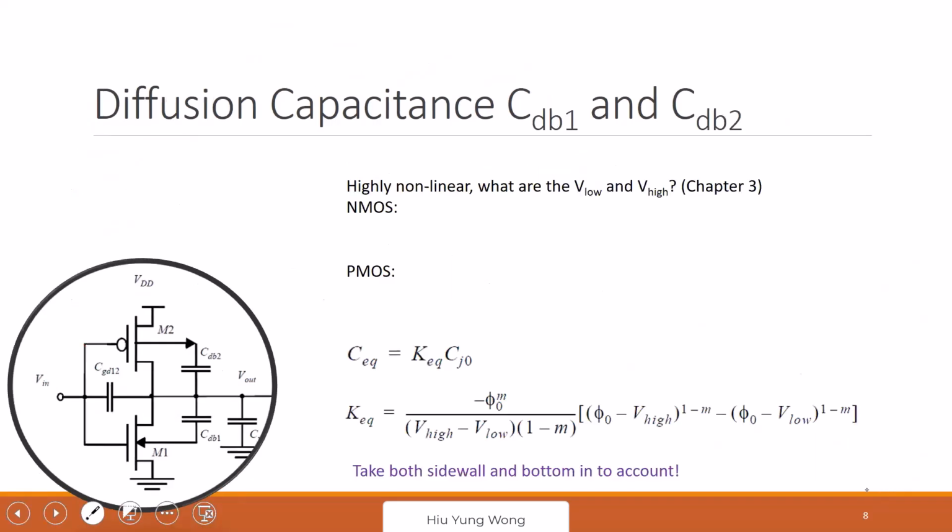Now, if no, then let's move forward. I also need to understand what CDB1 and CDB2 are. This is highly nonlinear, right? But we learned how to find the capacitor. If you forgot what CDB is, this is the capacitor. If this is source, this is drain, and this is the body. We're talking about this depletion capacitor, CDB.